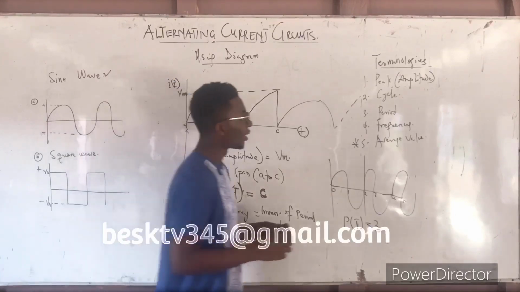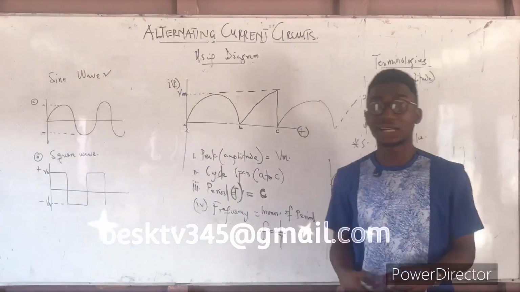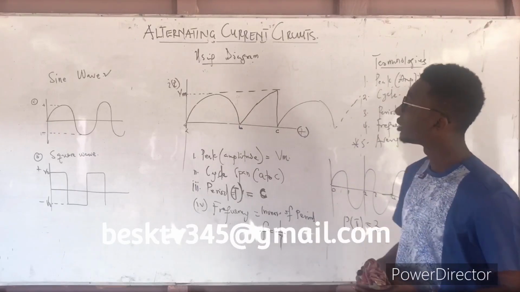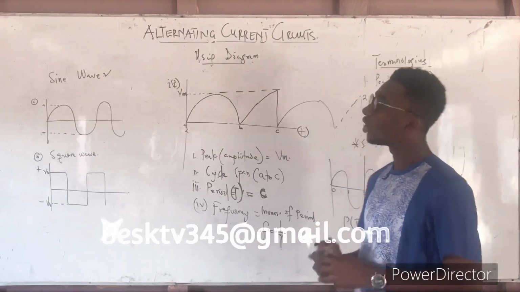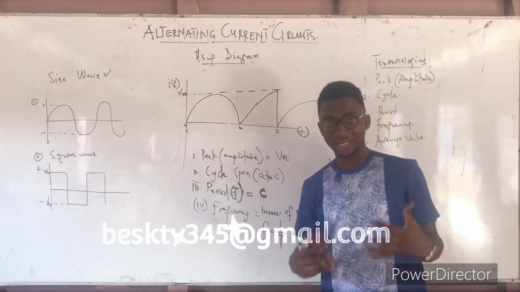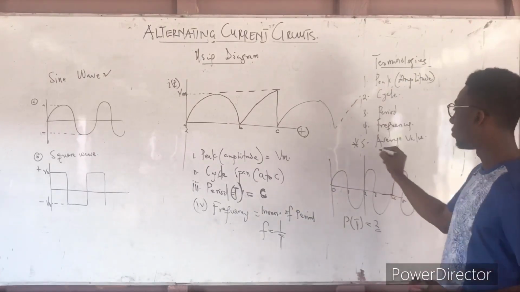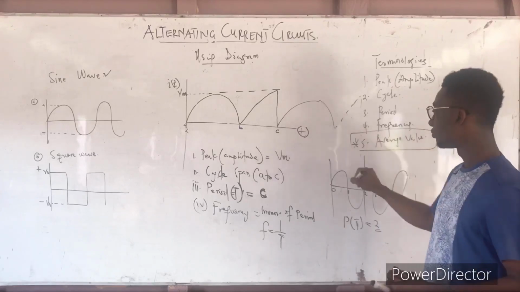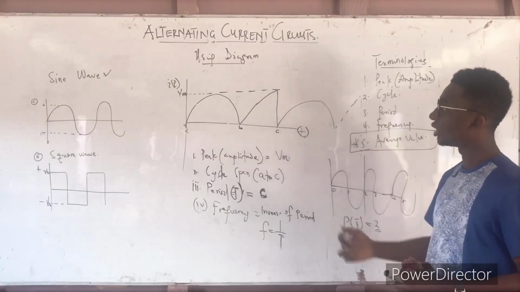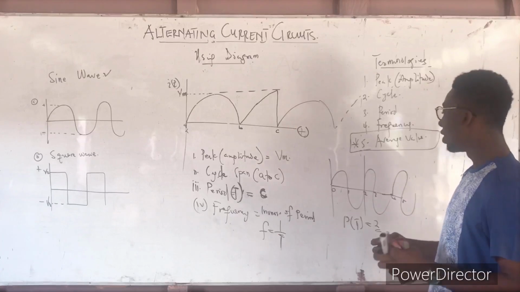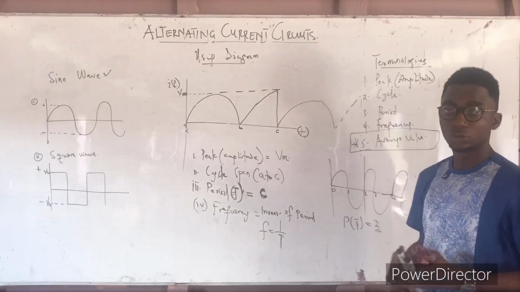I think this will serve as a good start and introduction for us to understand what an alternating current circuit is. We meet in the next video and we'll go deeper and talk about finding the average value when you are given an alternating current circuit diagram, and also the root mean square value.